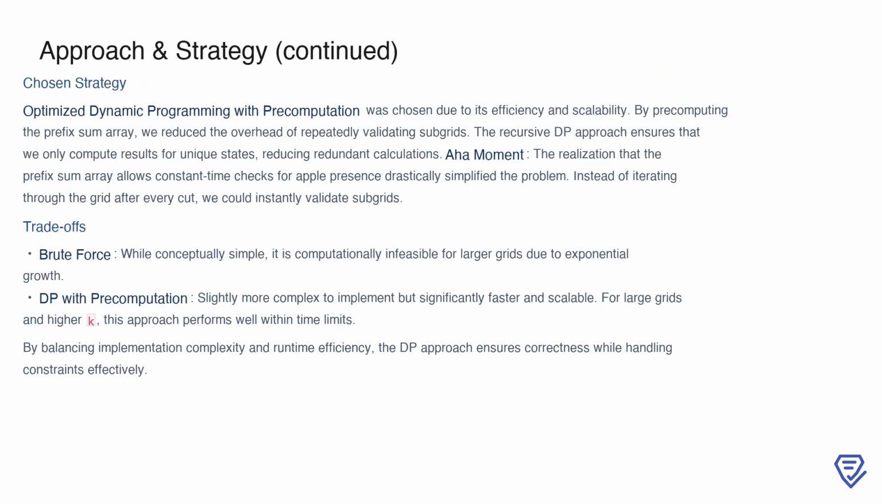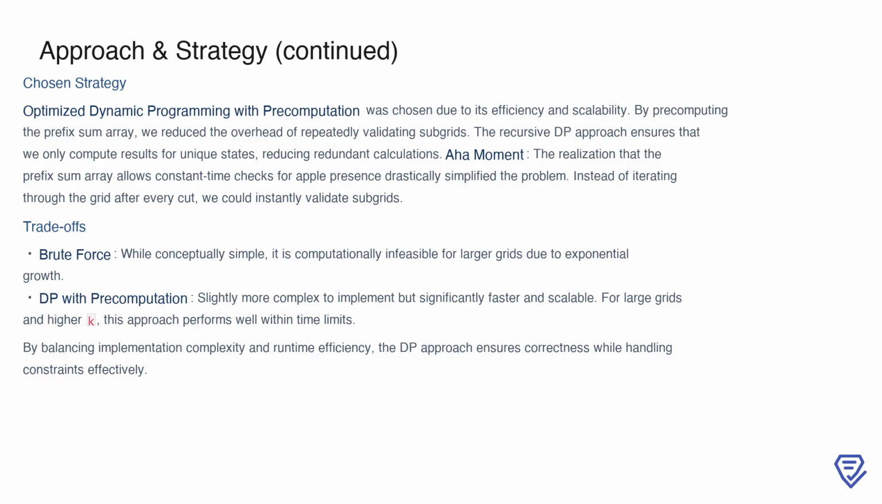After evaluating the options, we chose the optimized dynamic programming approach with pre-computation as our strategy due to its balance of efficiency and scalability. The prefix sum array was a critical component, allowing us to validate subgrids in constant time, which drastically reduced the overhead of repeatedly checking for apples. The recursive DP formulation ensured that we computed results only for unique states, avoiding redundant calculations and improving runtime efficiency. One key insight, or aha moment, was recognizing that pre-computing the prefix sum array not only simplified the problem but also made the solution scalable to larger grids and higher values of k.